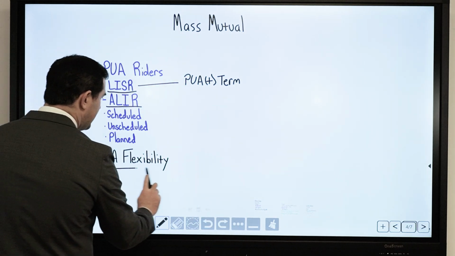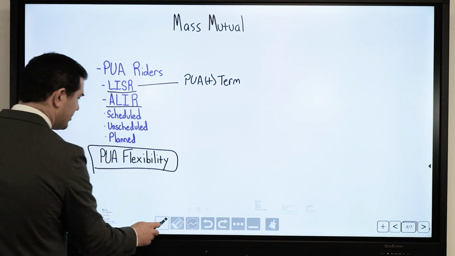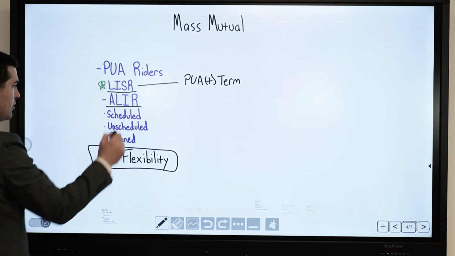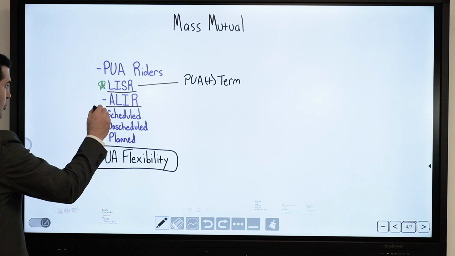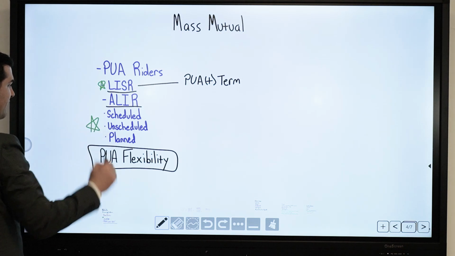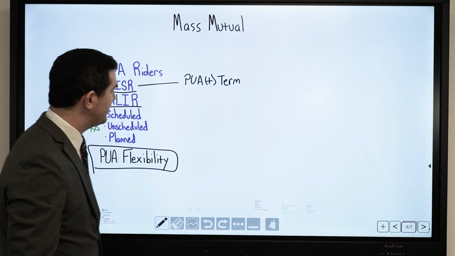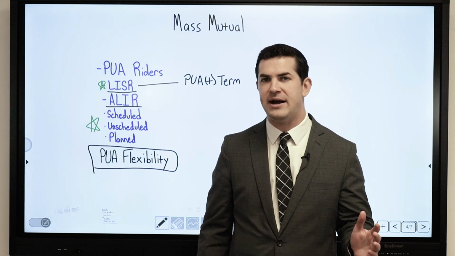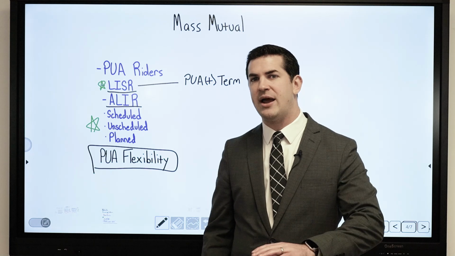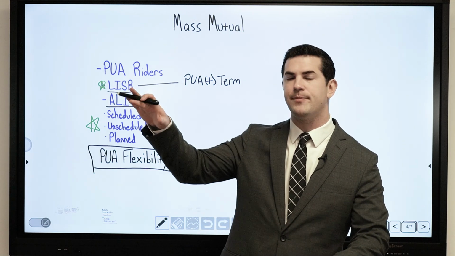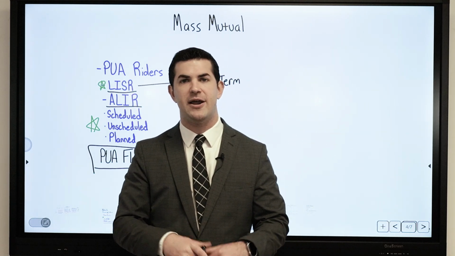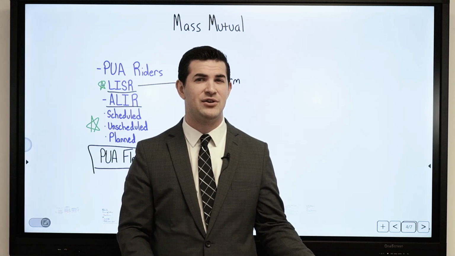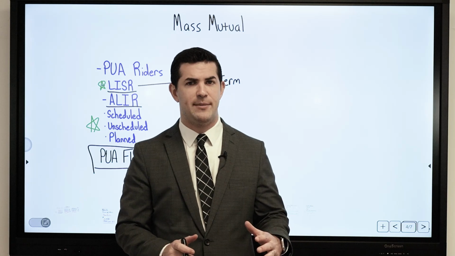But when it comes to PUA flexibility, what I will state is a combination of LISR and one or sometimes all 3 of these is critical to make the policy as flexible as possible. We always talk about wanting to have the ability to hit my target, right? So if I want the ability to put in $50,000 per year, but I don't want to get a bill for $50,000 per year, you can do this with a Mass Mutual policy.